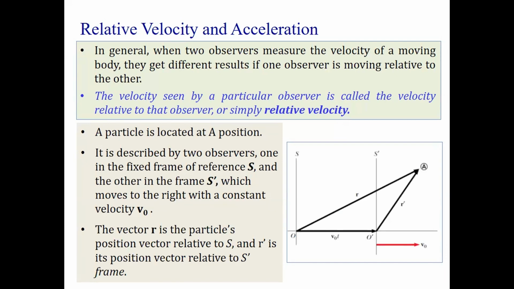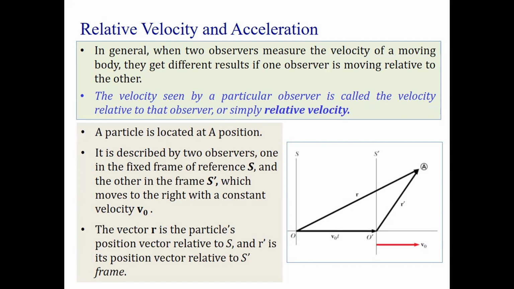Another important concept that we must have in physics is that of velocities and accelerations and how they are relative to observers in different frames of reference. In general, when there are two observers measuring the velocity of a moving body, they can get different results. If one observer is moving relative to the other, then for sure the two persons will have different results. Velocity seen by a particular observer is called velocity relative to that observer, or simply the relative velocity.